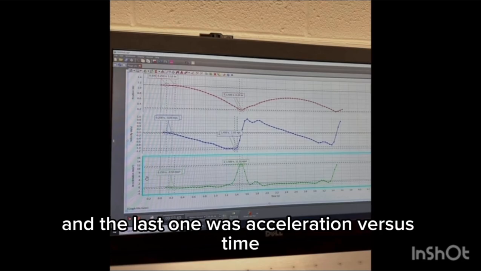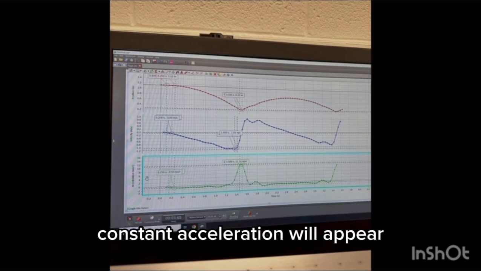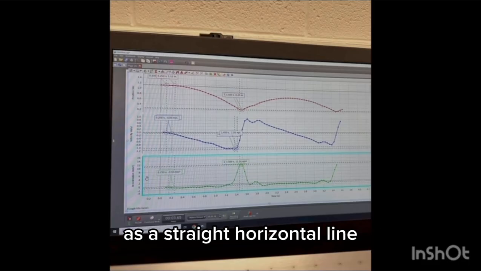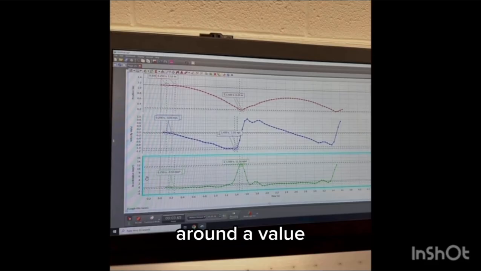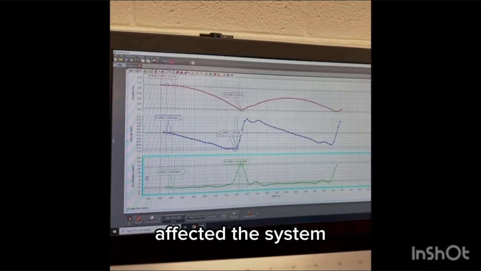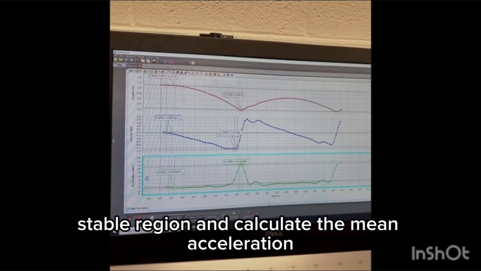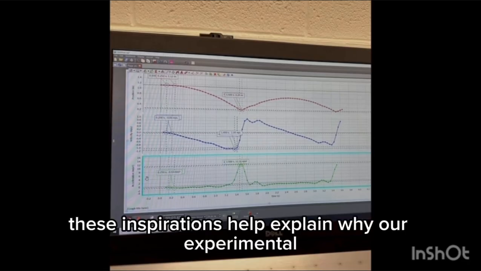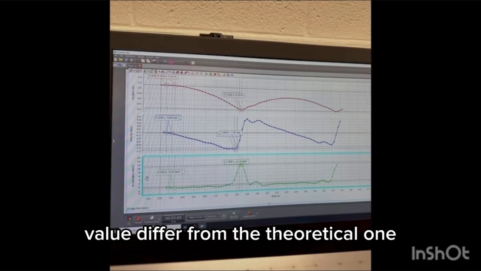And the last one was acceleration versus time, the green one. Ideally, constant acceleration would appear as a straight horizontal line, but this graph shows fluctuations around a value, which means small forces like friction and pulley resistance affected the system. So we used the highlight tool to select the most stable region and calculate the mean acceleration. These variations help explain why our experimental values differ from the theoretical one.